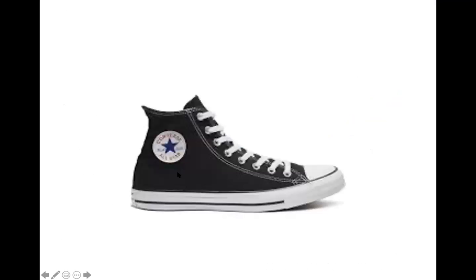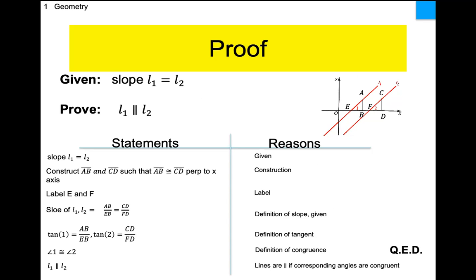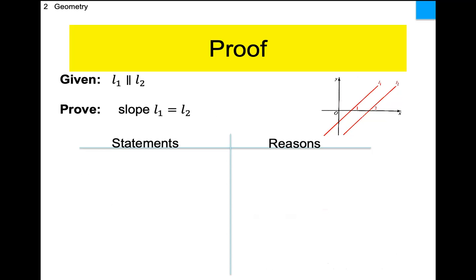Let's see if we can prove the converse of that statement. So originally we had the two slopes were equal. We proved that two lines are parallel. So the converse of that would be, if they are parallel, are their slopes equal? Well, let's see if we can do that one. The proof is done in basically a similar manner.